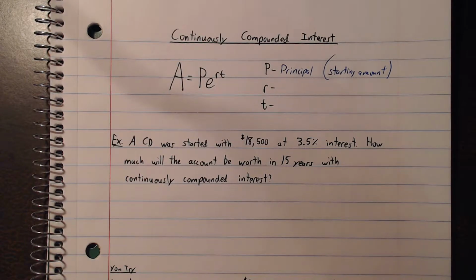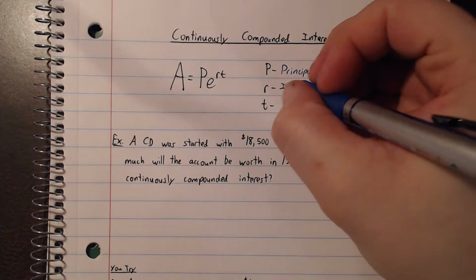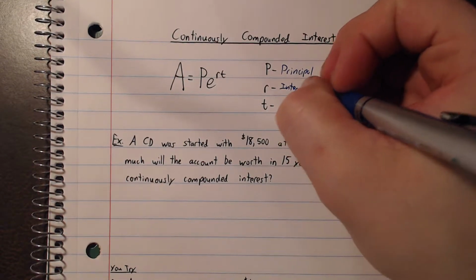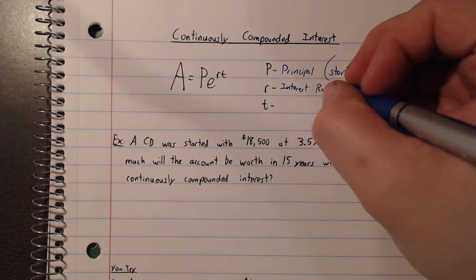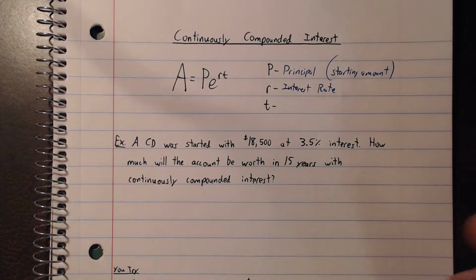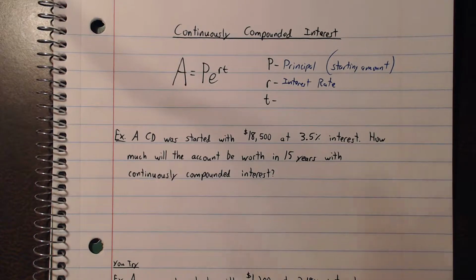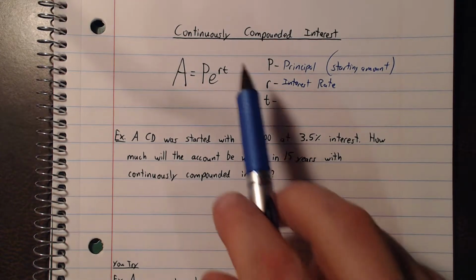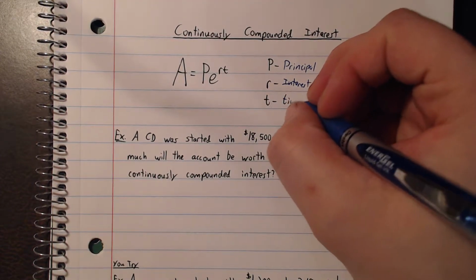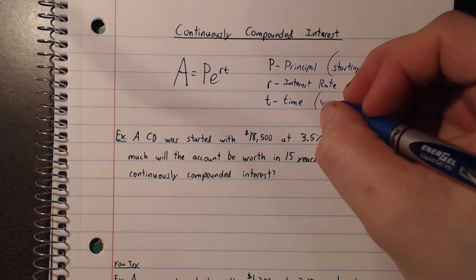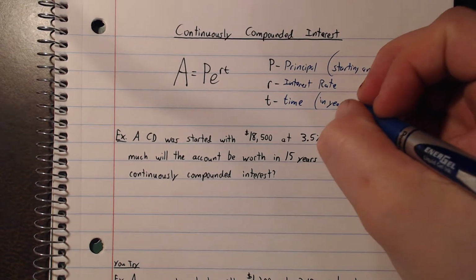r represents your interest rate. And just like the other problems, they're going to give it to you as a percentage. We're going to have to change it so it's not a percentage. Decimal form works best. And t is going to be time, and banks work in years. So we will too.